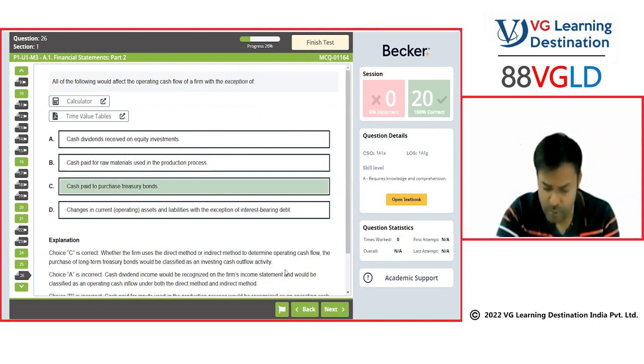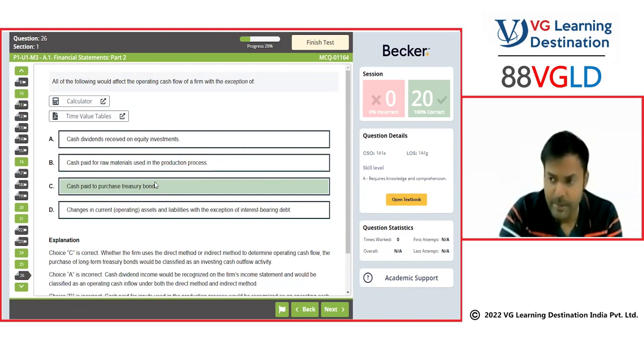Purchase of the treasury stock, treasury bonds in that case, it is not purchase of the treasury bonds in that case. It is not going to be the OA. Which activity is that? Purchase of the treasury bonds. Which activity is that? It's FA? No. Treasury bonds is not the treasury stock, guys. What is the difference in the treasury bonds and this?